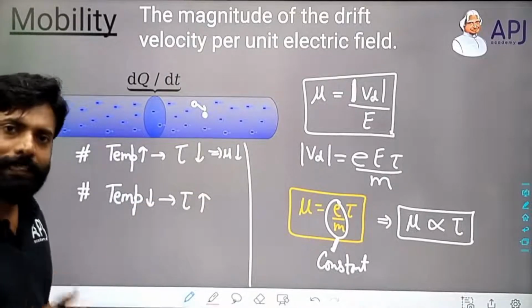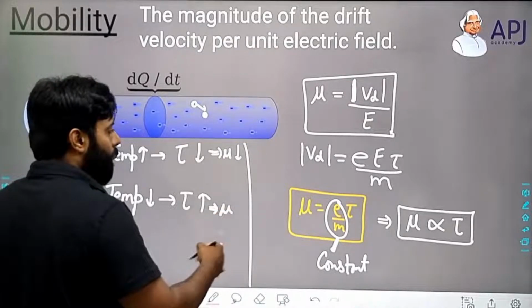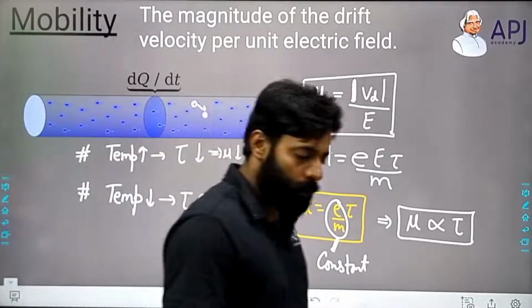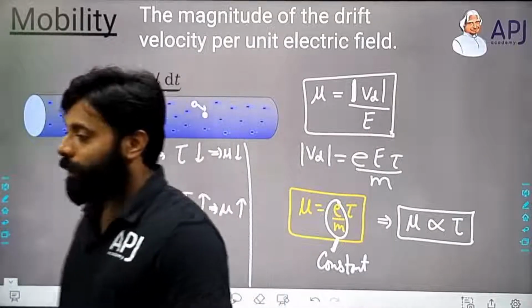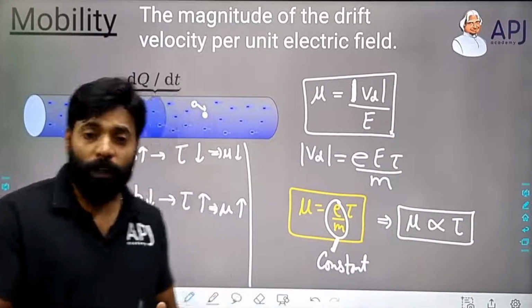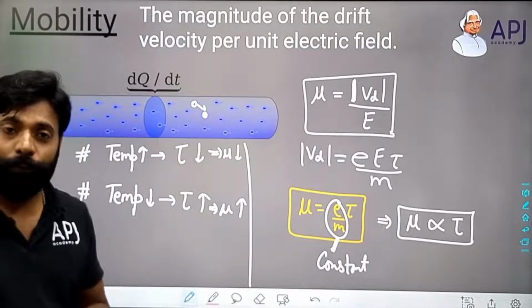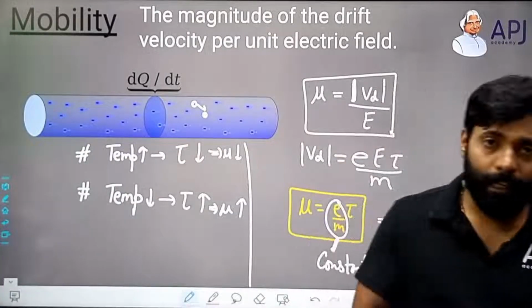If we decrease the temperature, then tau will increase and our mobility will increase, right? This is very important. The mobility and the drift velocities are very important concepts. Very, very important. Shall we move forward? I hope that this thing is clear to you.